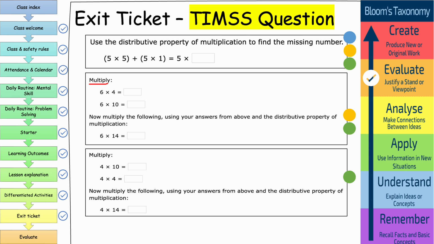So 6 multiplied by 4 is 24, and then 6 multiplied by 10 is 60. Now let's add them together. So 4 plus 0 is 4, and 2 plus 6 is 8. So the final answer of 6 multiplied by 14 is 84. Remember, why it's 6 multiplied by 4 and why it's 6 multiplied by 10? Because we decompose the 14 to 10 and 4. Now continue the other questions, and I wish you best of luck.